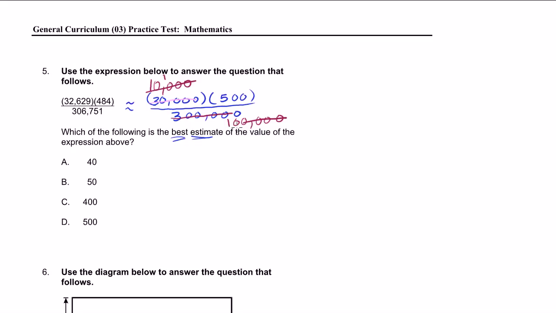We can just cancel out some more zeros. Divide the top and the bottom by 10. You get a 1 on the bottom, and you get a 50 on top. So you can say this is roughly equal to 50. And lucky for us, that's actually one of the choices.